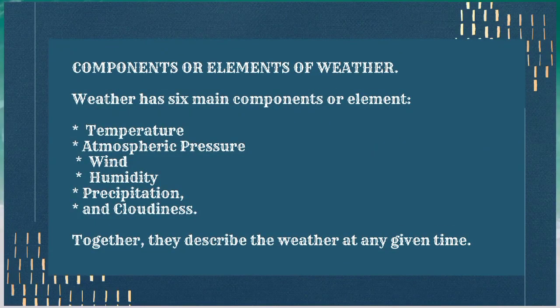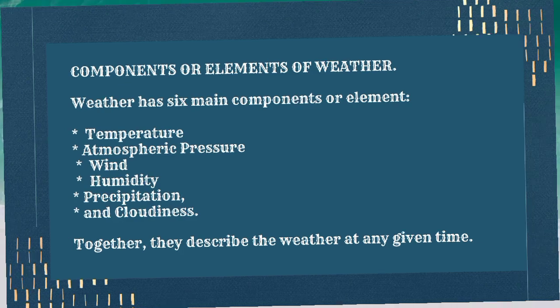Components or elements of weather. Weather has six main components or elements. Here are the temperature, atmospheric pressure, wind, humidity, precipitation, and cloudiness. So together, they describe the weather at any given time.